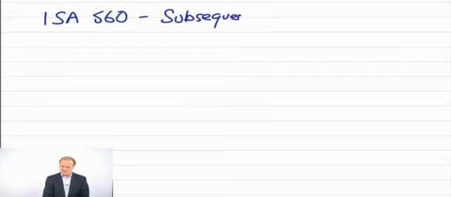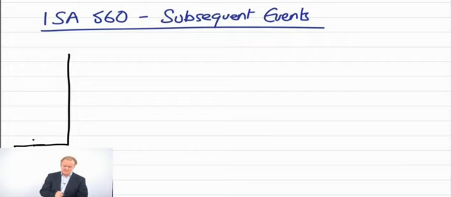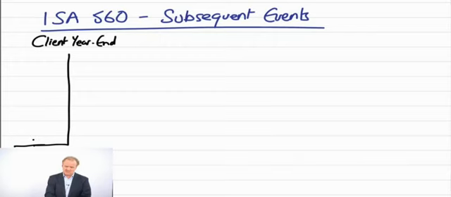And one of the ones I think has a reasonable chance of coming up this time is 560, the audit standard on subsequent events. And as you might remember from the tuition phase, my preferred way of explaining this one is with a diagram. So there's the client's year end.